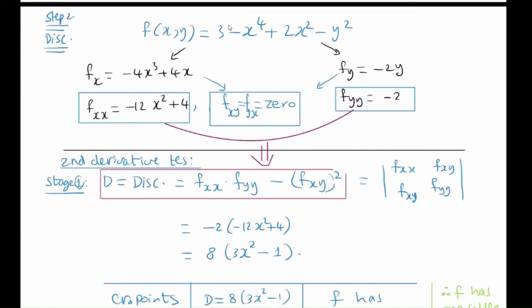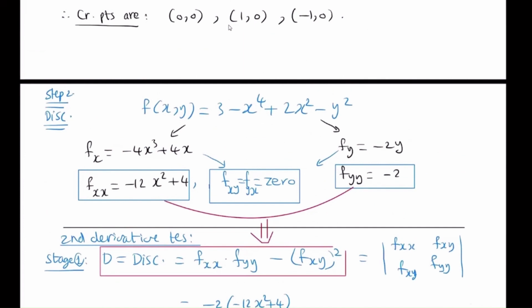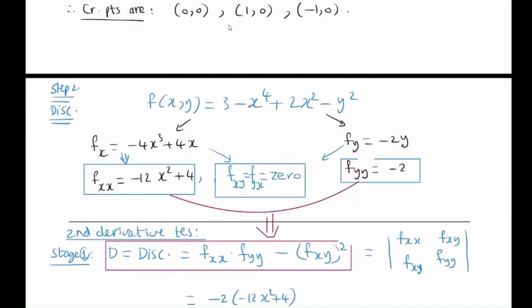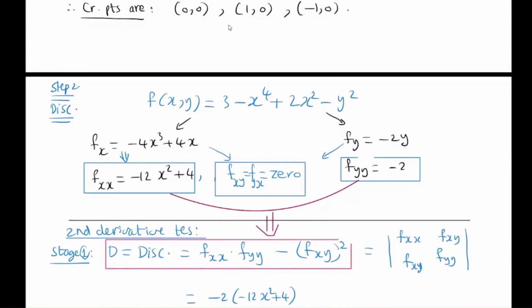So we have to prepare ourselves and compute the second derivatives first. We have fx. From fx we find fxx, which is minus 12x squared plus 4. Fy is minus 2y. Fyy is minus 2, so this is very easy. And clearly the second derivative is negative because it's minus 2 all the time.